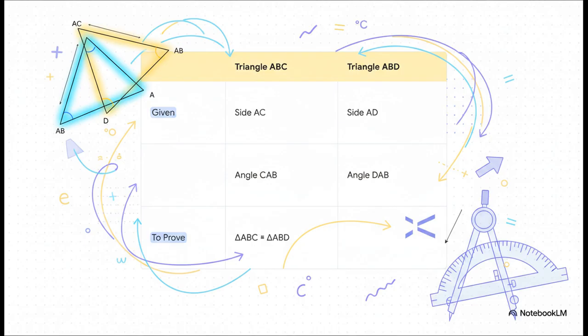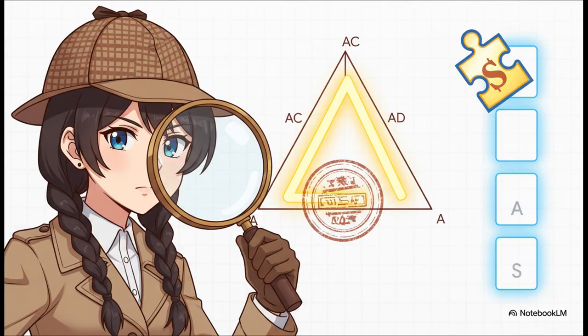We're told that side AC is equal to side AD, and also that the line AB cuts that big angle at the top perfectly in half. Our mission is to prove that the top triangle is congruent to the bottom one. Let's start our detective work.